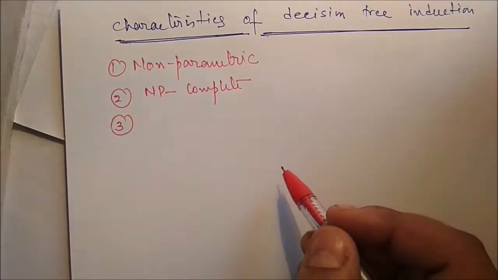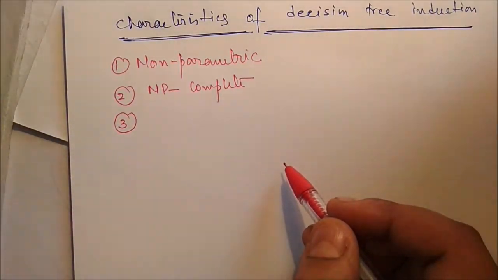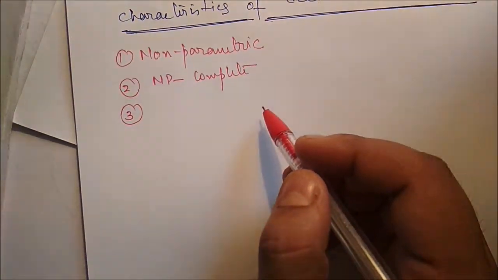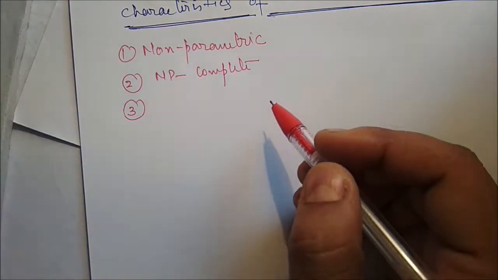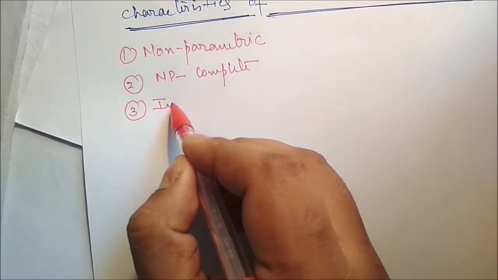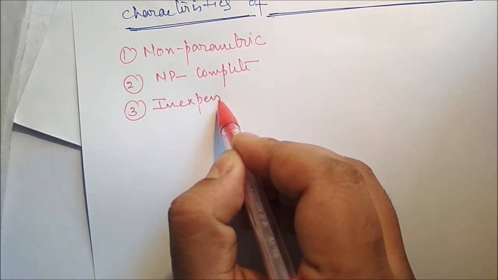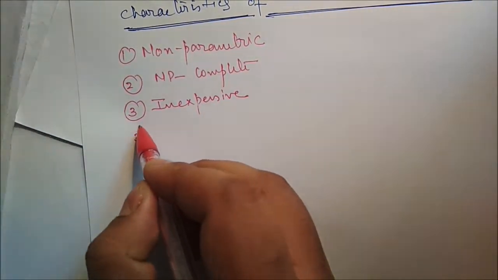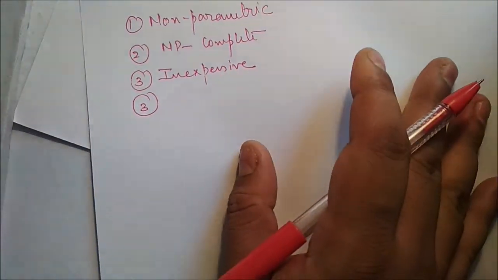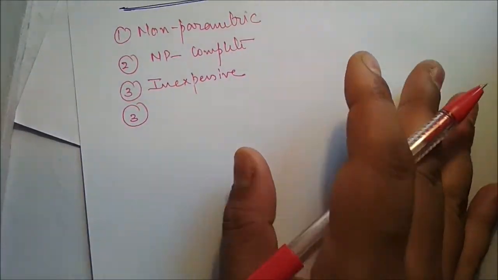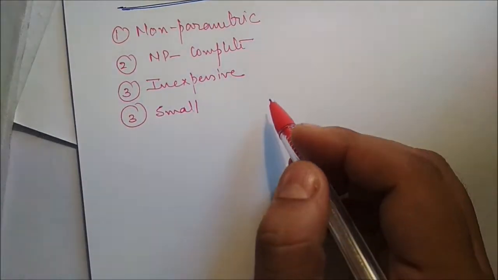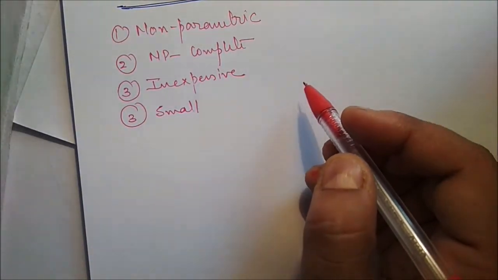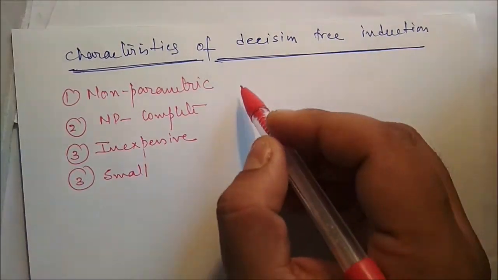Third, developing and using decision trees are inexpensive. So creating and using the decision tree is inexpensive. Fourth, smaller sized decision trees are easy to use and interpret. So we have to keep the tree size small so that we can easily interpret the result. We can understand the result effectively.